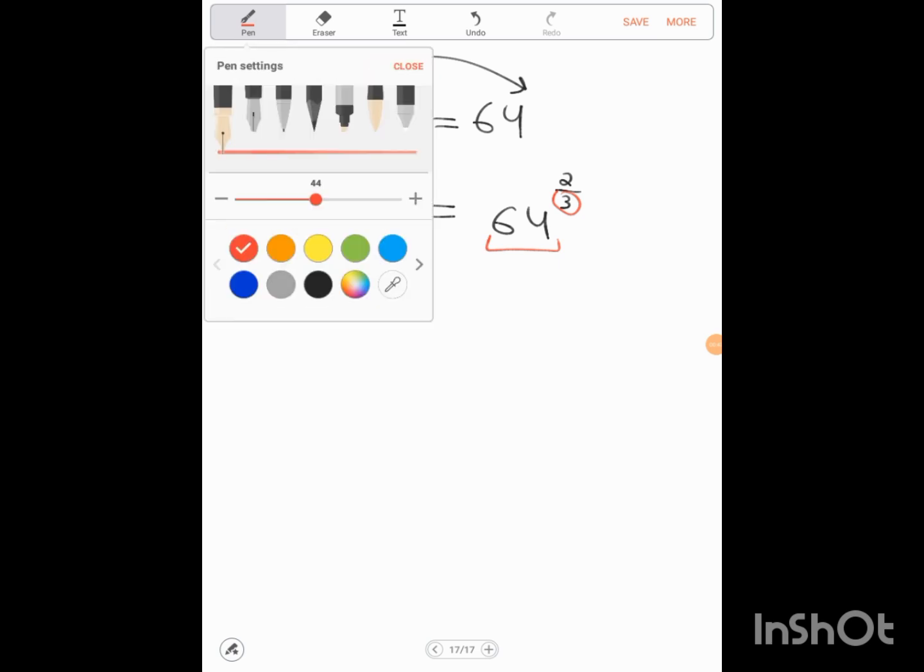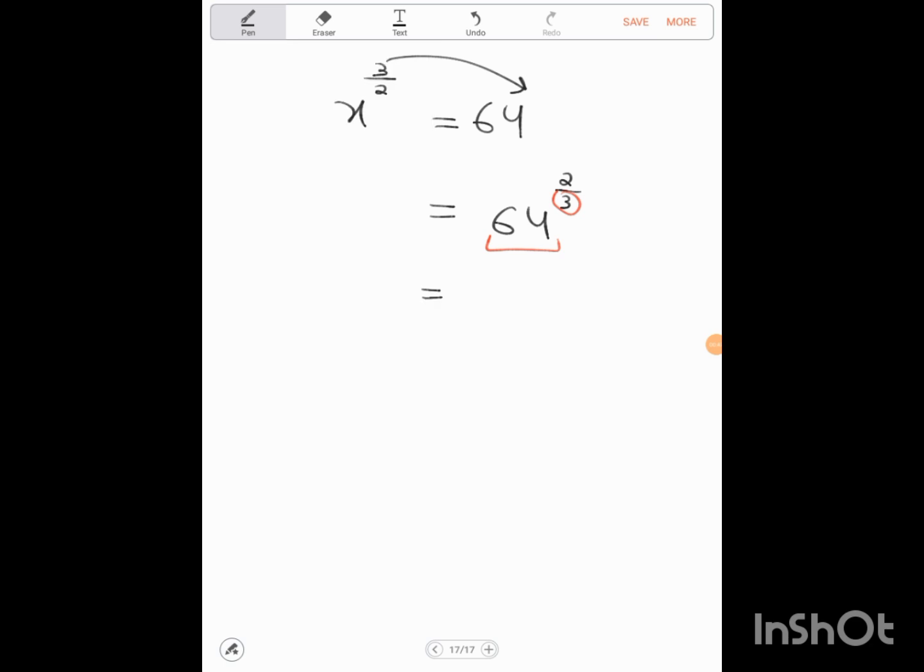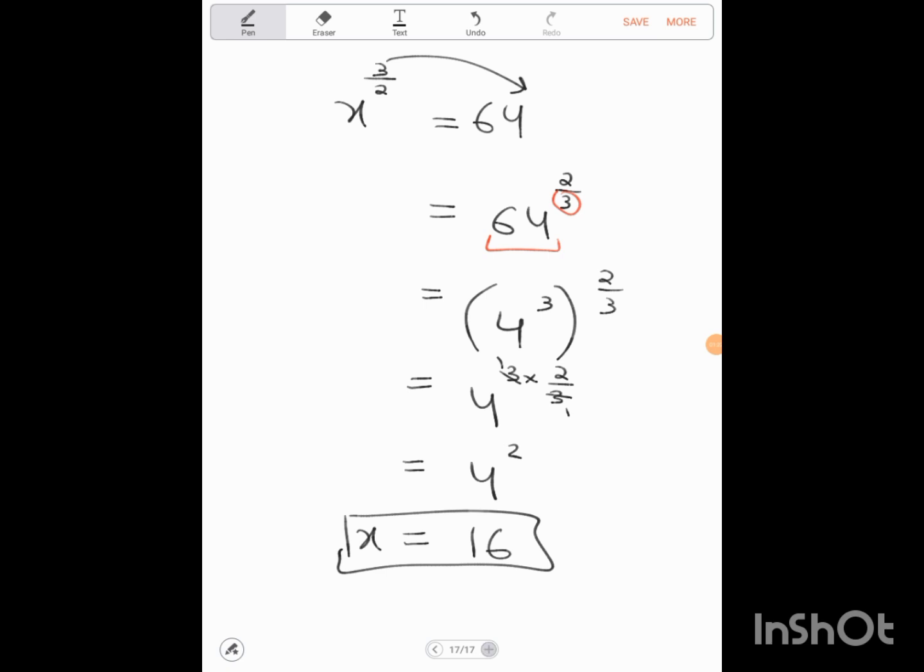For instance, the base will have a cube, and if you multiply the base 3 times, you're going to get 64. In simpler words, which number are you going to cube in order to get 64? That is 4. Again, 3 into 2 over 3. This is going to get simplified. You will be left with a square. So it's going to be 16. So the value of x is 16.